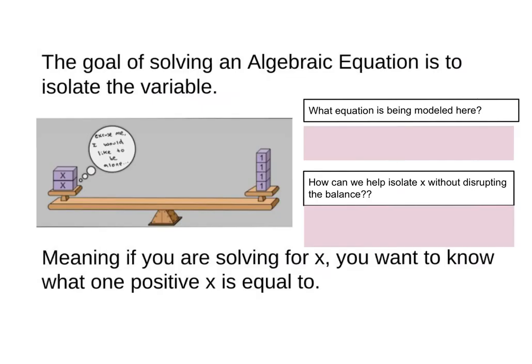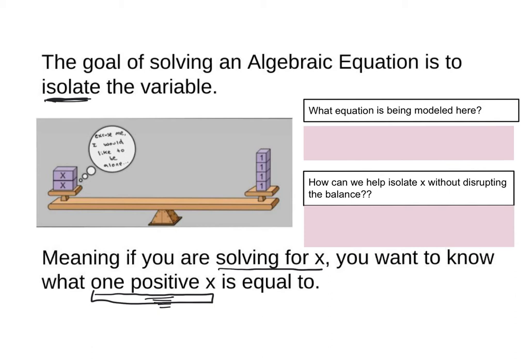So this example, we're looking at just what the goal of solving an algebraic equation is. When we are solving an equation, our goal is to isolate our variable. And again, isolate means that variable wants to be all by itself. So if we are asked, for example, to solve for x in an equation, what you are trying to do is manipulate your equation so that you end up with one positive x, emphasis on positive, being equal to an amount.